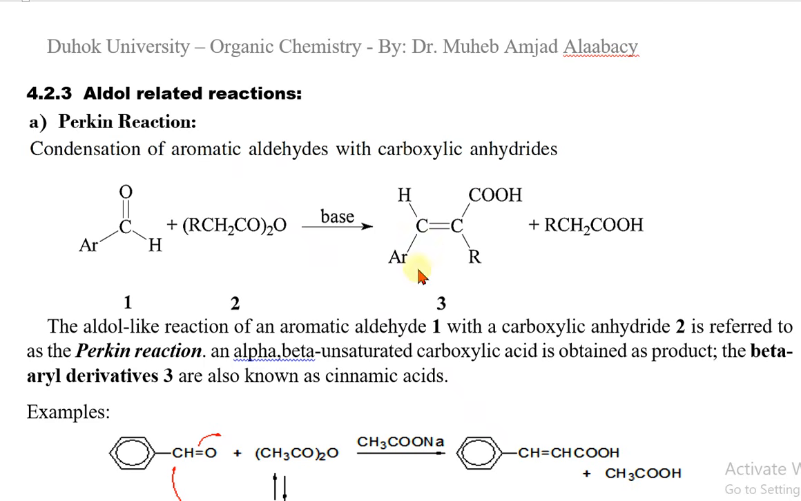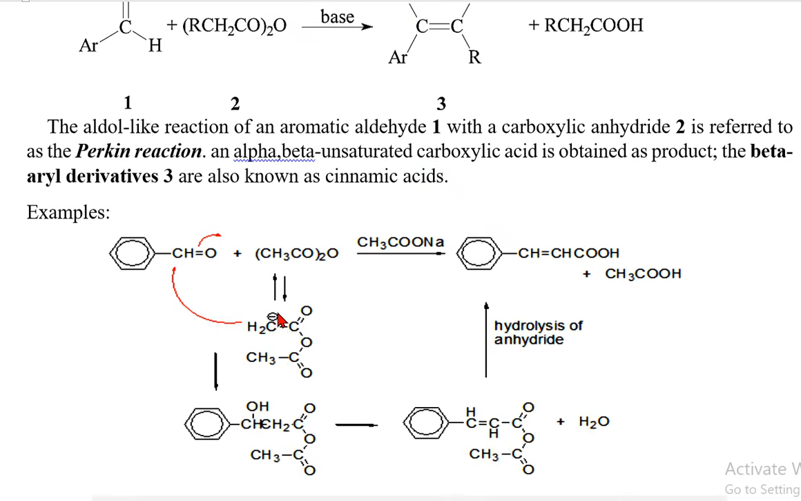This is the compound, cinnamic acid. So this is the R group derivative of cinnamic acid. Okay? This is the cinnamic acid: phenyl, a double bond carbon, and a carboxylic acid. This is the cinnamic acid.